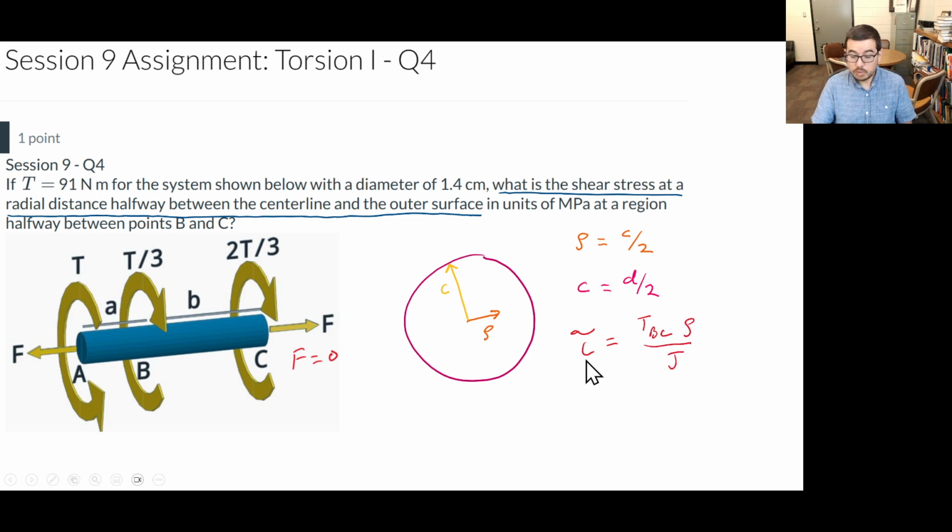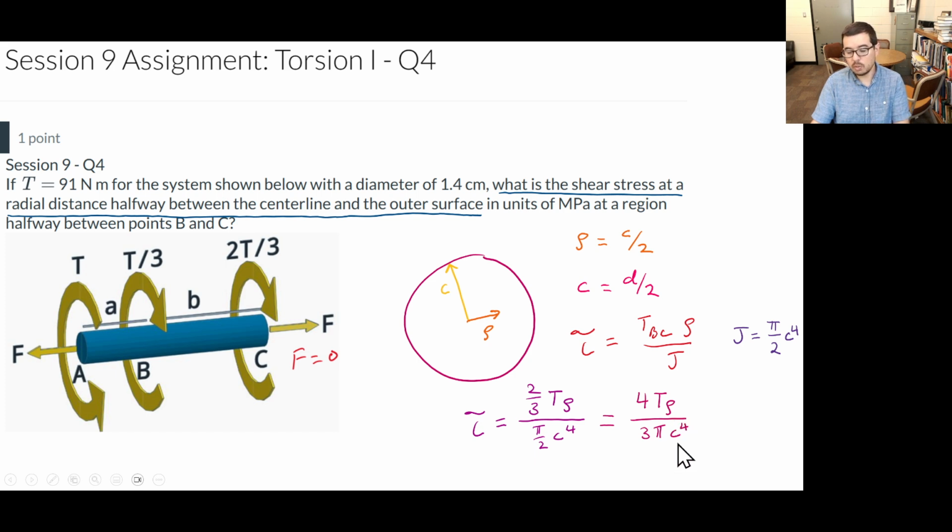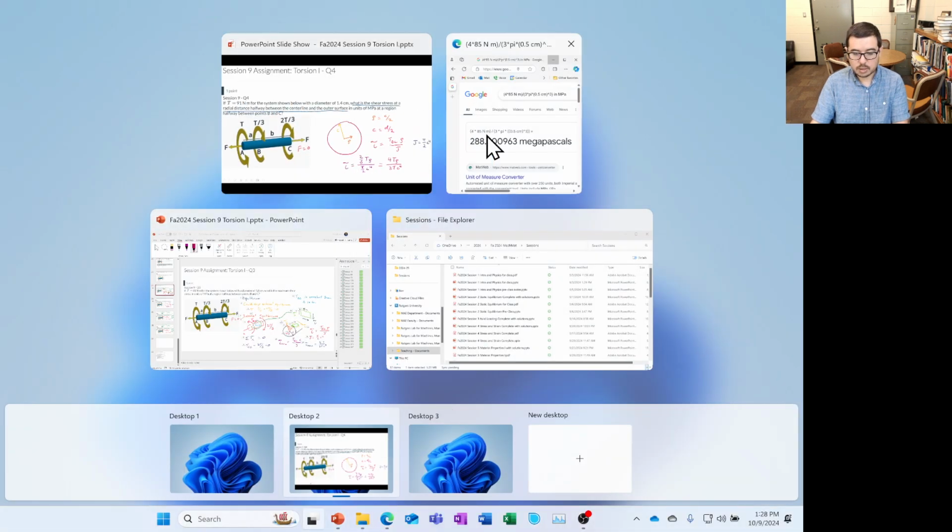Therefore, we plug everything in, and we get essentially a very similar equation to what we got last time. In the last problem, we got 4 times the torque times c essentially over 3 pi c to the 4th, and one of the c's canceled out when this rho was a c instead. So now we've got c to the 4th. Let's go ahead and plug in the numbers, and we can go back to Google for that.